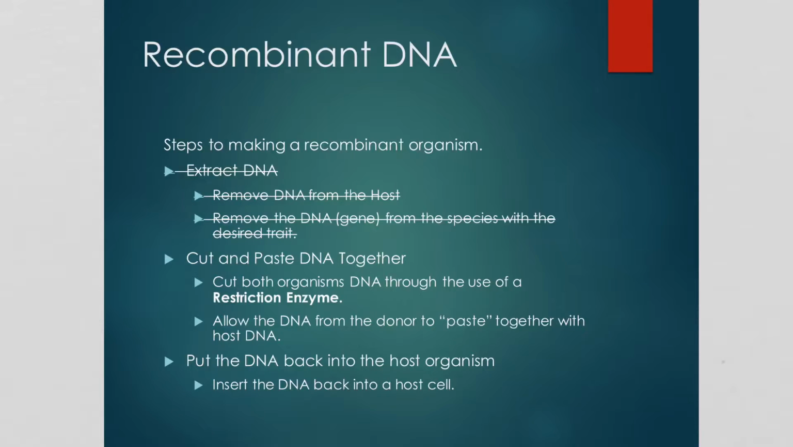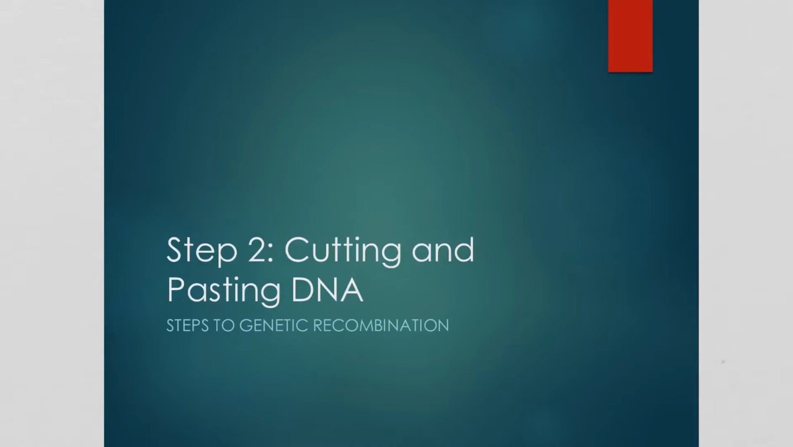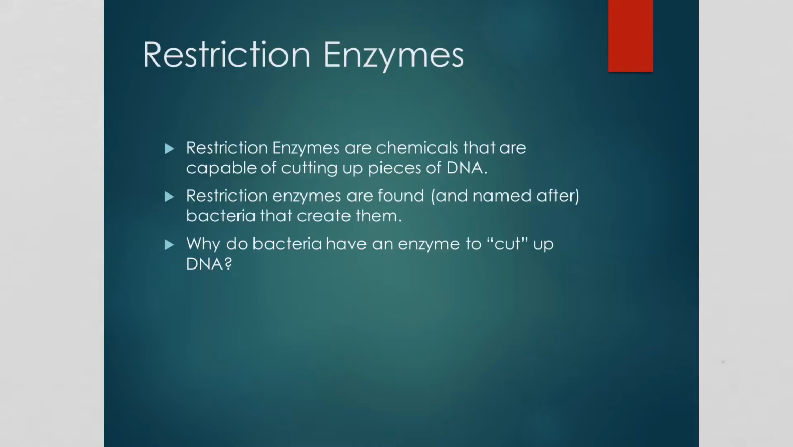So once you've extracted the DNA from both the host cell and the donor cell, now it's time to cut and paste that DNA together. To do that, we're going to cut the DNA using something called a restriction enzyme, and we're going to talk about how that's possible. So cutting and pasting DNA together: we have the DNA from maybe our mouse and our DNA from our human. How do we combine the two together? How do we cut pieces out of the human DNA and insert them into the mouse DNA?